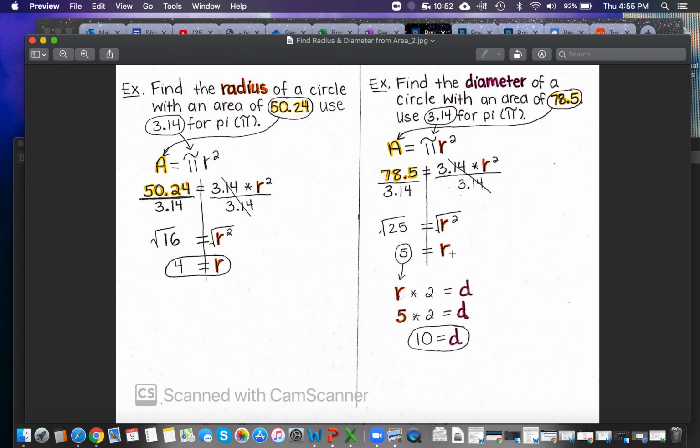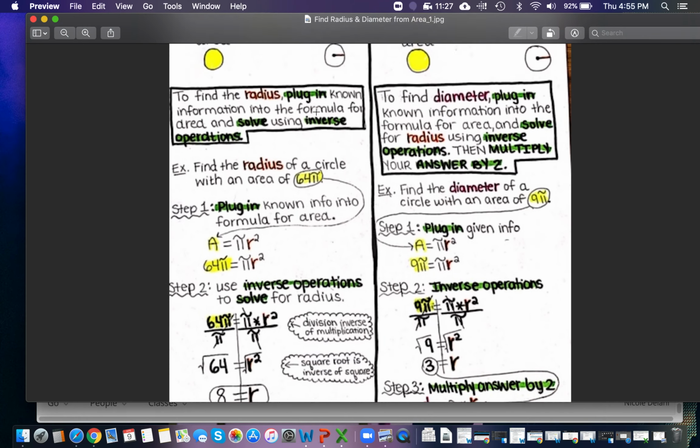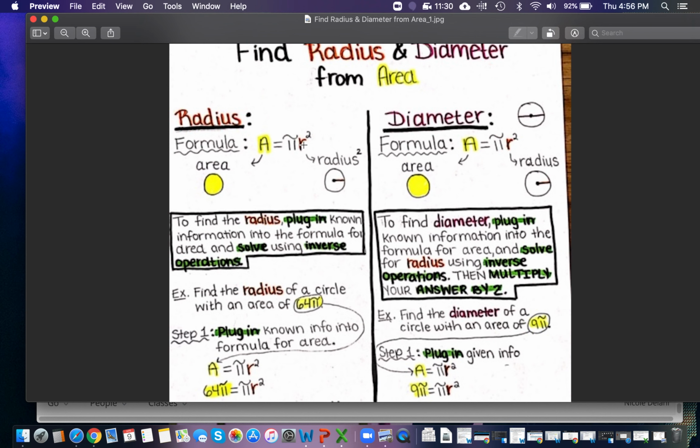Now again, we need to look back. Our original problem asked for the diameter, so I have one last step I can't forget about, where I need to take the radius, which in this case is 5, and multiply it by 2, because the diameter is twice the radius. So 5 times 2 is the diameter, and 5 times 2 is 10. So my final answer is the diameter of this circle is 10. So again, just to review, we're going to be using the formula area equals pi r squared, and we're going to be using inverse operations.